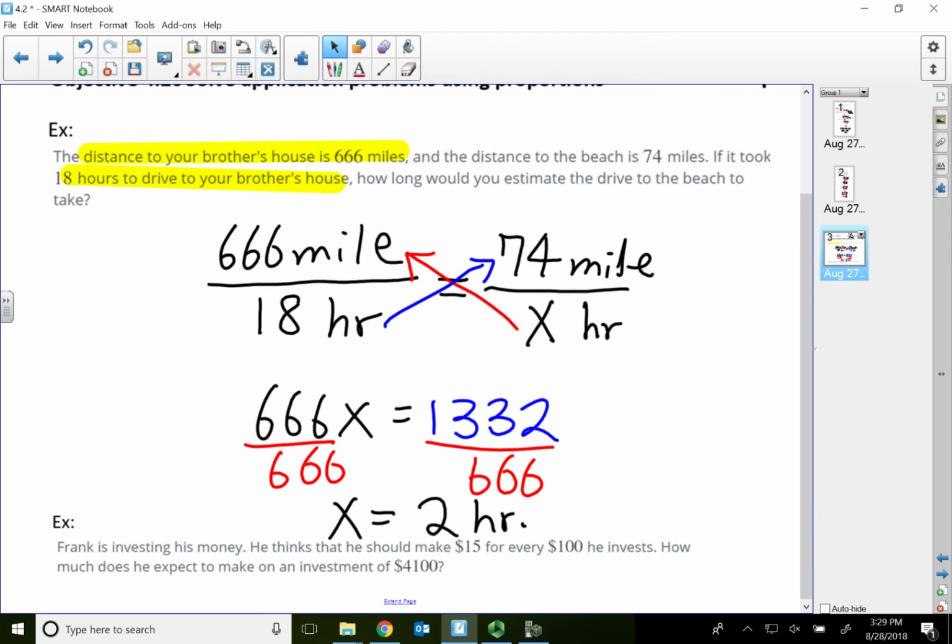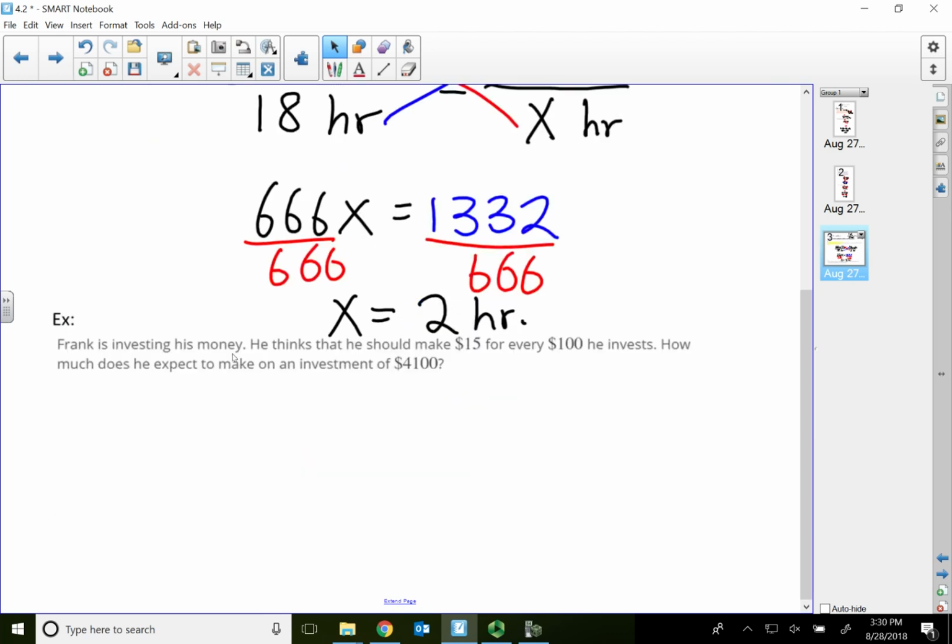All right, so we normally put the numbers with the same unit, top to top, bottom to bottom. They're always going to try to give me a ratio to start out with or a rate to start out with. So this example where Frank invests his money, he thinks that he should make $15 for every $100 he invests. How much does he expect to make on an investment of $4,100?